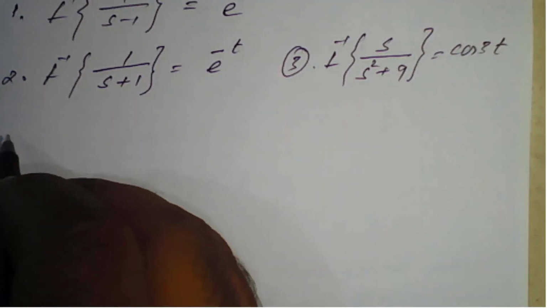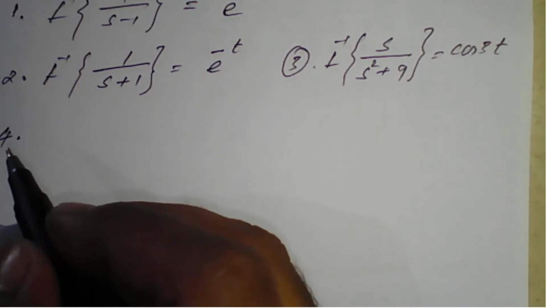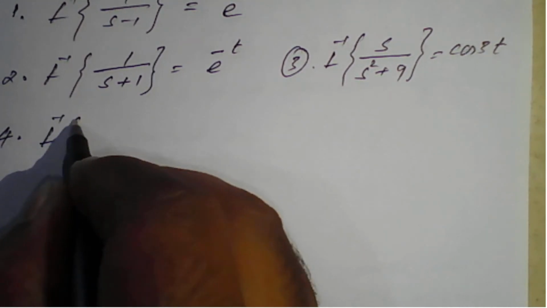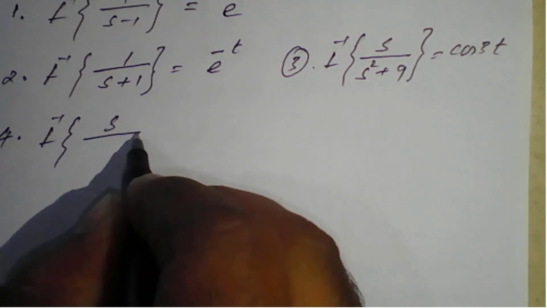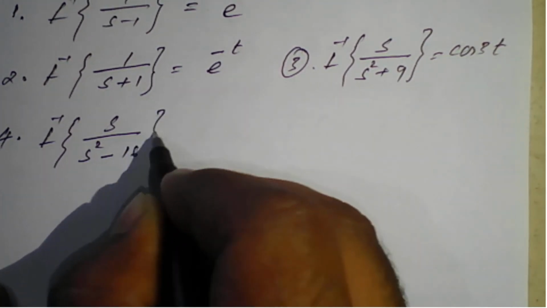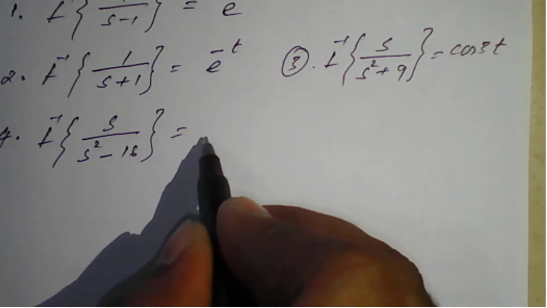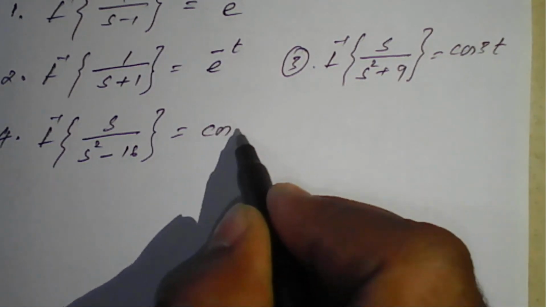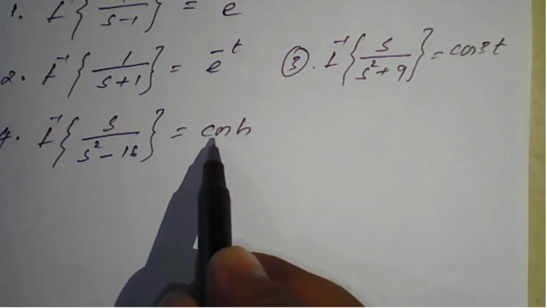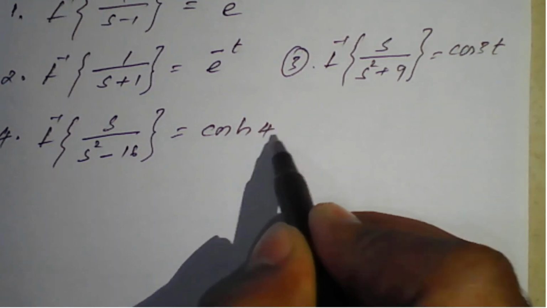Next example is, for example, I will take Laplace inverse of s divided by s square minus 16. So what we can write here, because of the minus sign and because of s, it will become cos hyperbolic. Because of minus sign and because of s, cos hyperbolic, and 16 is nothing but 4 square, so I'll write 4t.